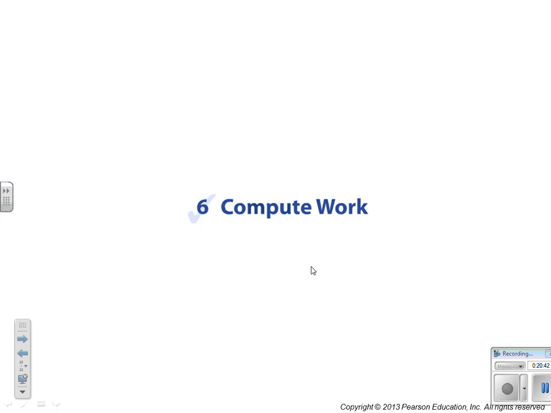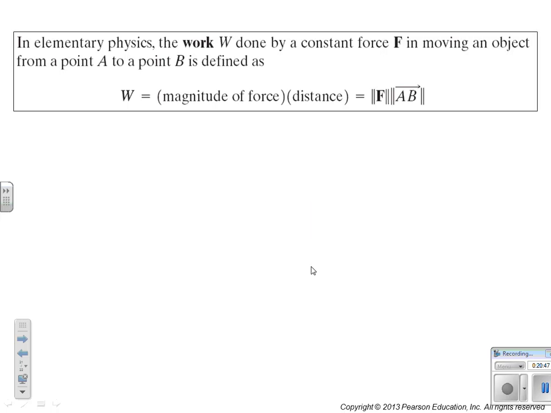All right, so now we're going to do an example of a work problem. In elementary physics, the work W done by a constant force F in moving an object from point A to point B is defined as the magnitude of force times the distance. So it's the magnitude of our force vector times the magnitude of our distance vector.